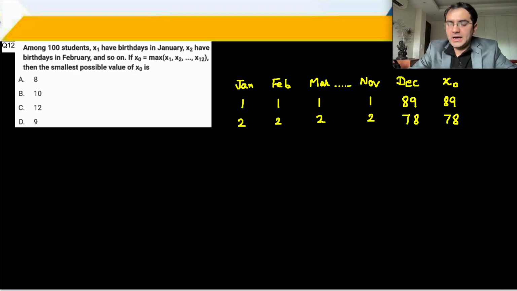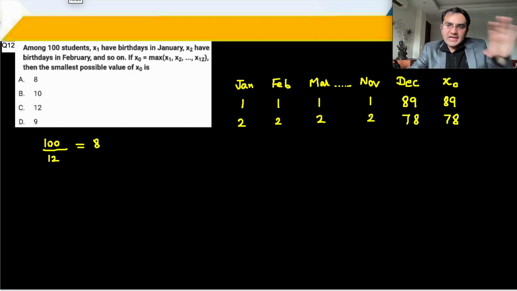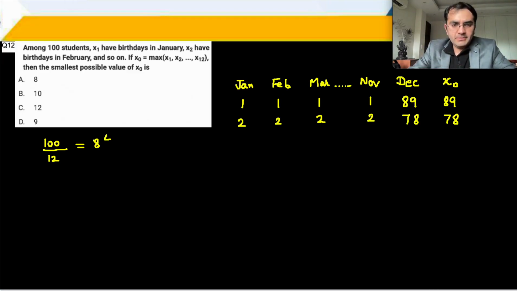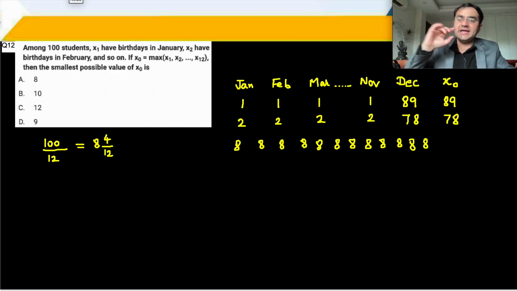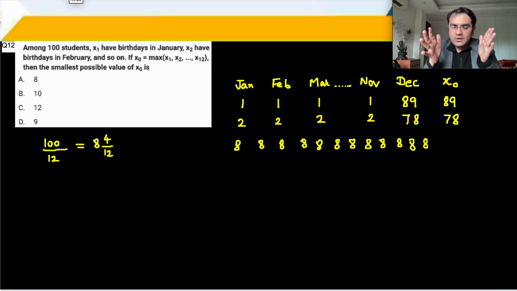100 को 12 महीनों में equally divide करेंगे. So we'll take 100 divided by 12. It's not divisible completely, and you get 8 and 4 by 12, which means that 8 people per month can be fit in, but 4 people will be left. समझ में आ रहा है? So for all the 12 months, let me start writing down 8 people per month first. All 8 people per month done. Every month has 8 people, and I am trying to now keep the values as close to each other as possible to get to my answer.